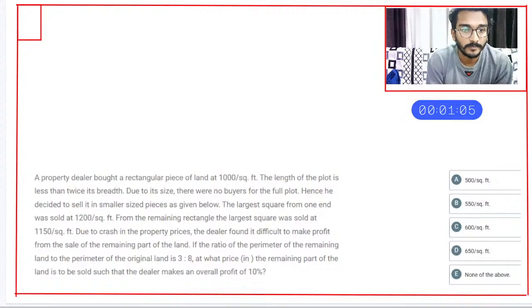Due to the crash in property prices, the dealer found it difficult to make profit from the sale of the remaining part of the land. If the ratio of the perimeter of the remaining land to the perimeter of the original is 3:8, at what price is the remaining part of the land to be sold such that the dealer makes a profit of 10%? So profit and loss plus geometry.